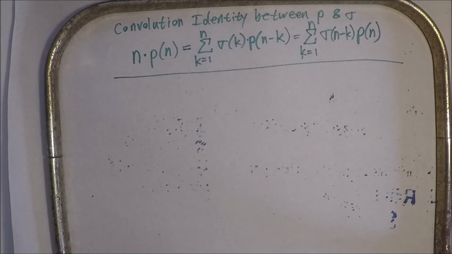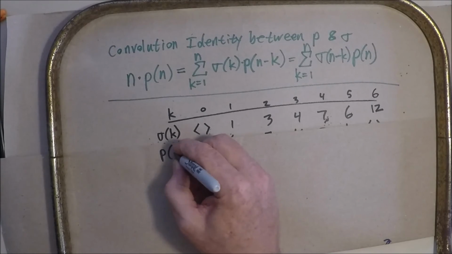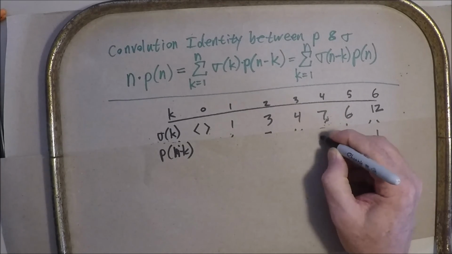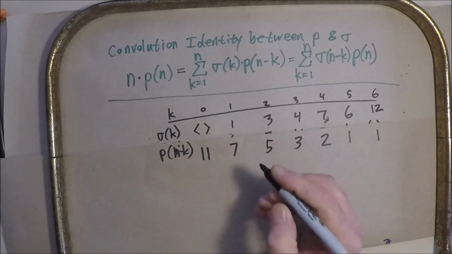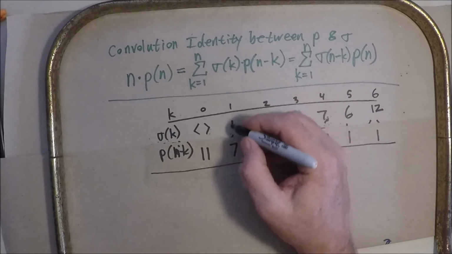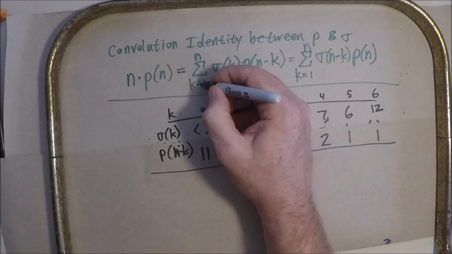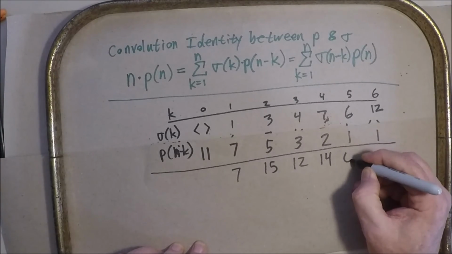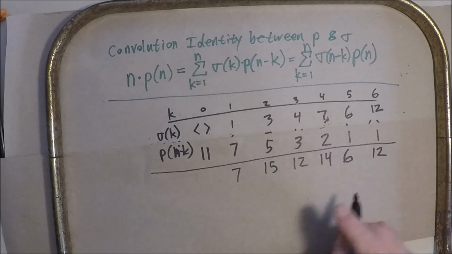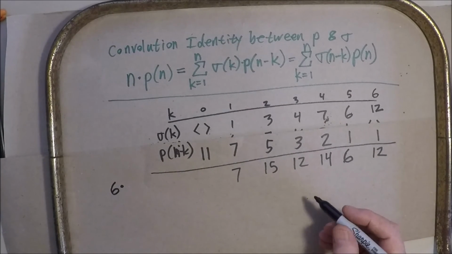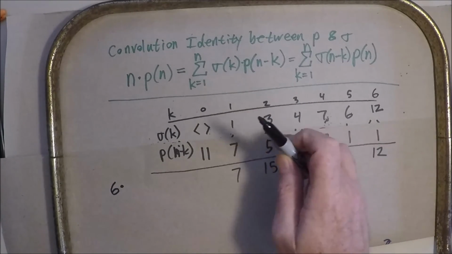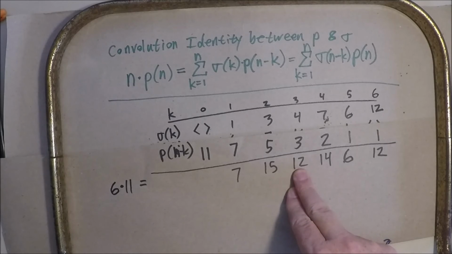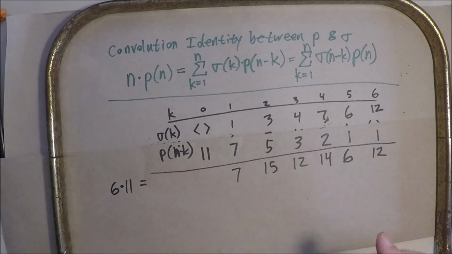So let's look at the numbers on that. Okay, so we can put p of n minus k here. n minus 6 will be 0, so we can go backwards: 1, 2, 3, 5, 7, 11. All right, let's multiply these together, at least these positive ones, because we don't have a k equals 0 in our index. So 7, 15, 12, 14, 6, and 12. N is 6, so 6 times partitions of 6, which is 11: 6 times 11 equals 66. 22, 34, 48, 54, 66. All right, there's our answer.